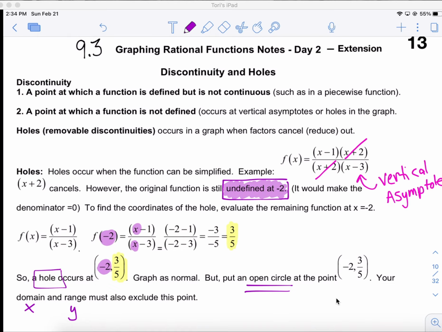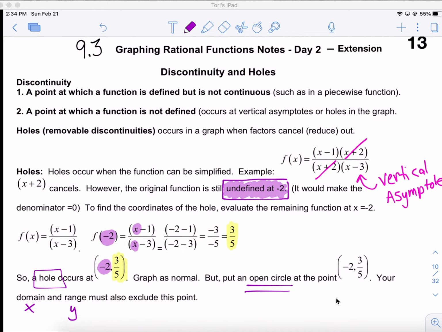Today we're going to be doing more graphing with rational functions, but instead of focusing on the asymptotes, we are focusing on discontinuity and holes. We're still going to be pointing out those asymptotes, but we're going to show you what actually happens if you factor everything and then something cancels.